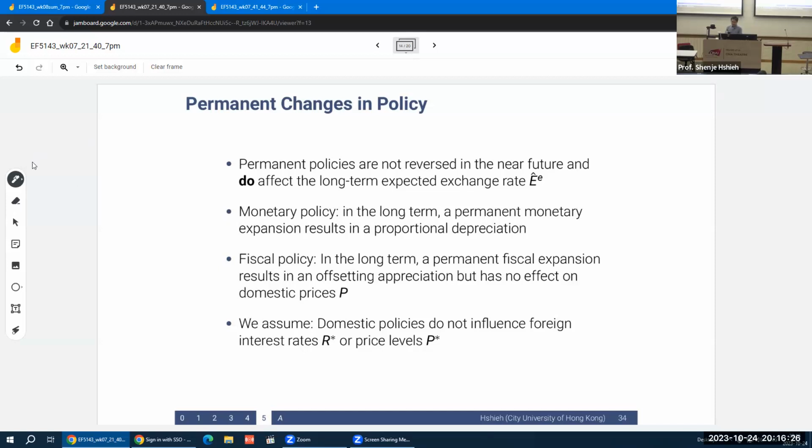Another thing that we have to think about for permanent cases in the long run, we also assume that prices will be flexible, right? For monetary policy, with flexible prices, we will be able to actually impose relative PPP. For fiscal policy, however, there won't be any sort of price impact, and we can't impose relative PPP. Again, we also assume that domestic prices do not influence foreign interest rates and so forth. Okay. So again, that just means that foreign policy changes in R star and P star have no bearing on what the domestic central bank decides.